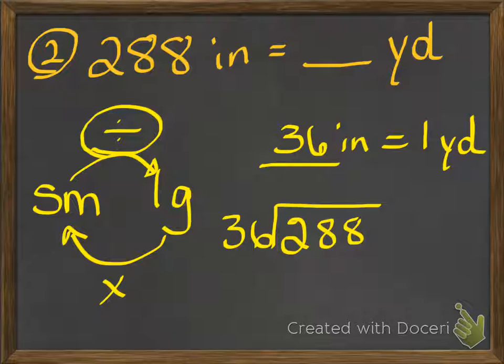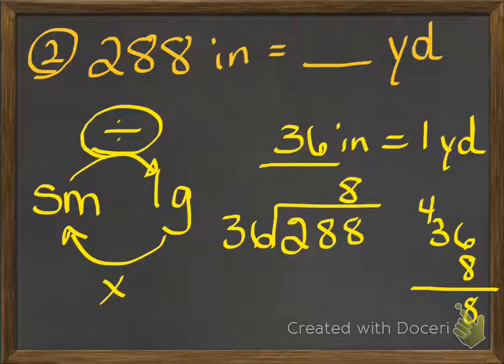And I know it's not 9, I think it's 8. 8 times 36, so when I try that, 6 times 8 is 48. 8 times 3 is 24, plus 4 more is 28. Yep. So 8 times 36 is 288. So I know that 8 is my answer. 288 inches equals 8 yards.